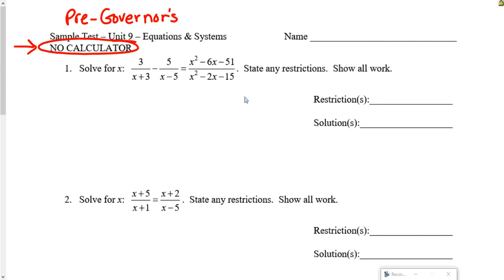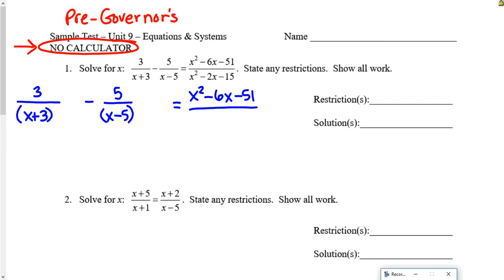So to find the restrictions, we need to know where the bottom is equal to 0. So I'm going to start by factoring this thing. I just rewrote that spaced out a little bit, and now I'm trying to factor this denominator right here, was the only thing that wasn't factored. So I'm looking for what two things multiply to negative 15 and add to negative 2. So that would be x minus 5 and x plus 3.